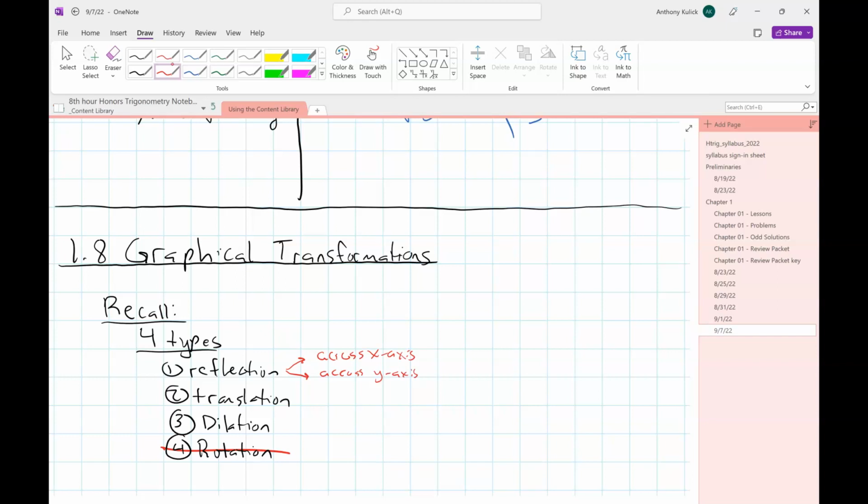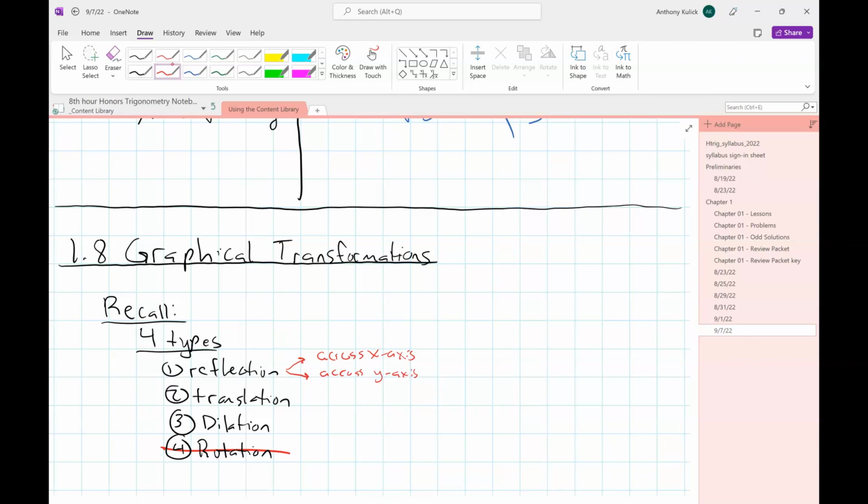When we say translation, what do we mean there? Yeah, you're just picking up and moving something to a new location. The size stays the same. The orientation stays the same. Only the location of the object changes, right?